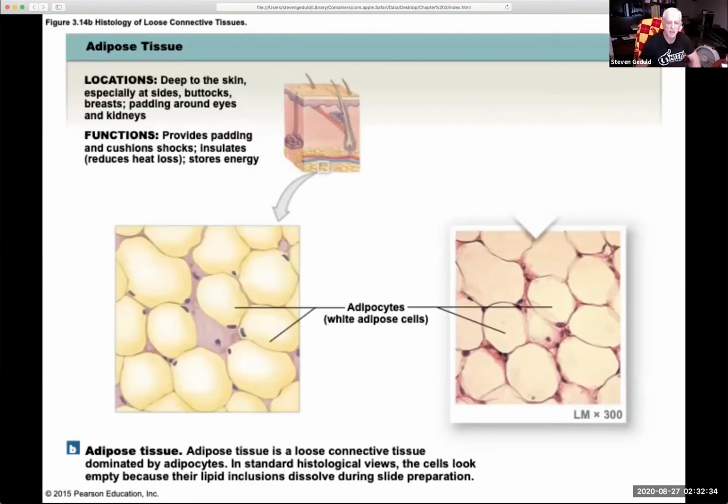Okay, these are your adipocytes. This is your white adipose cells. Okay, that's fat storage, which is stored for energy.